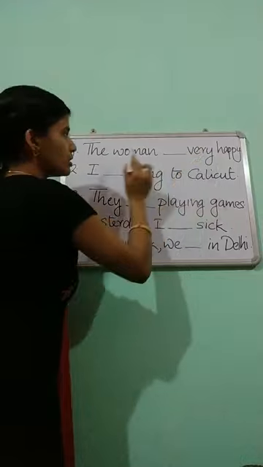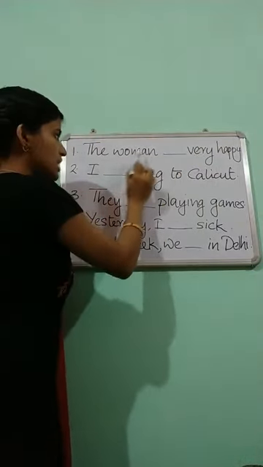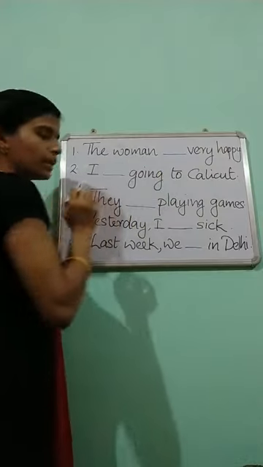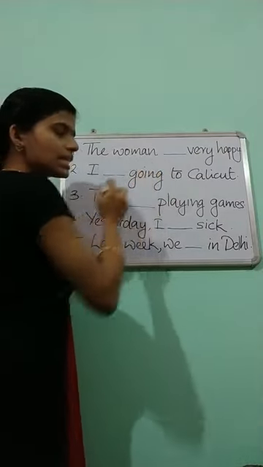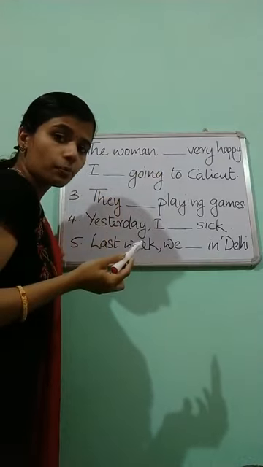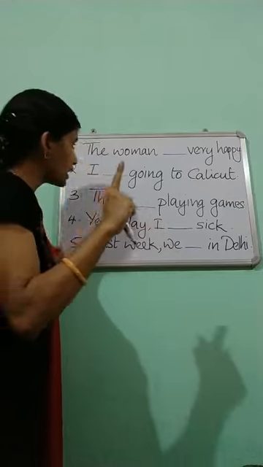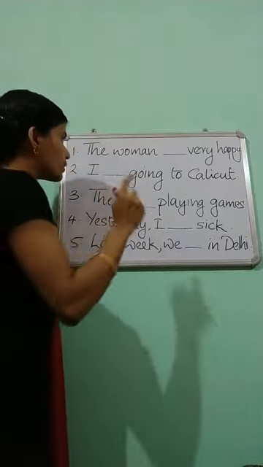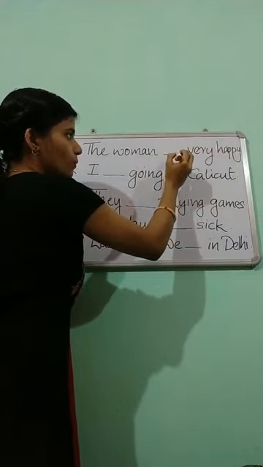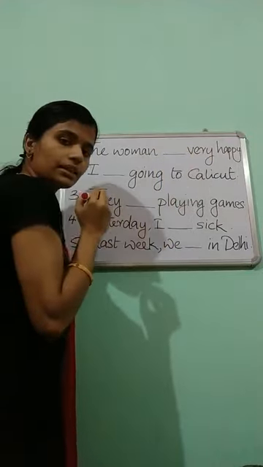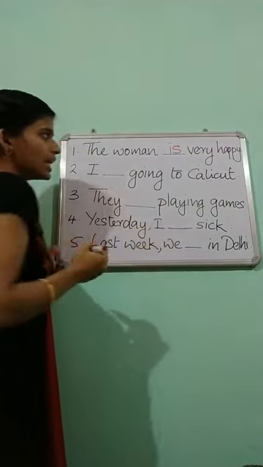First of all, we should look at the noun. The subject in this sentence is the woman. The woman, is it singular or plural? The woman is singular. A woman. Okay, the woman. There is only one woman. The woman dash very happy. So, which auxiliary verb will come here? Is. The woman is very happy.